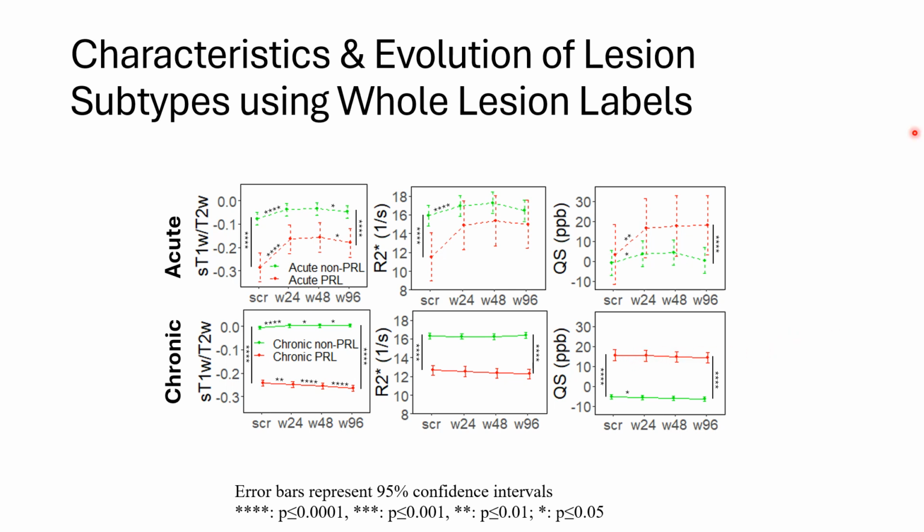You can also see that acute PRLs had steeper positive slopes at the screening to week 24 period for all three parameters for acute lesions, and this indicates an improved partial recovery of acute PRLs compared to acute non-PRLs.